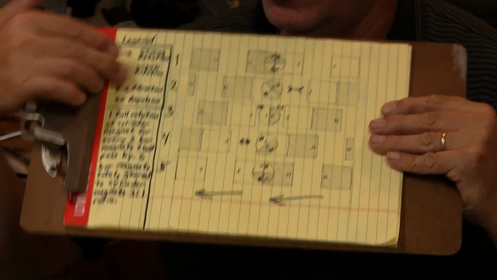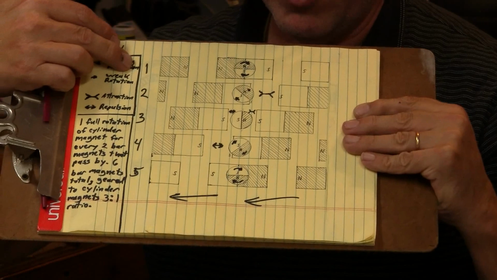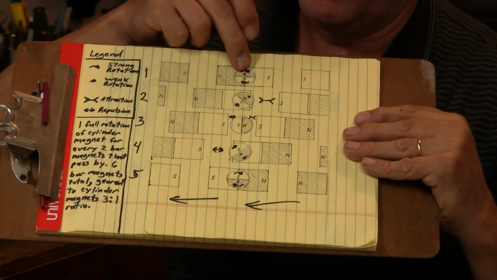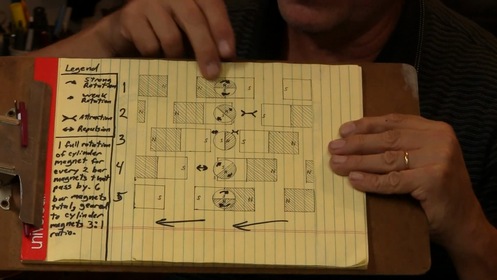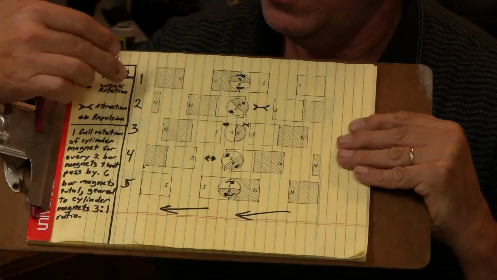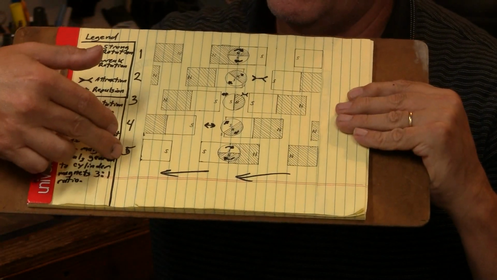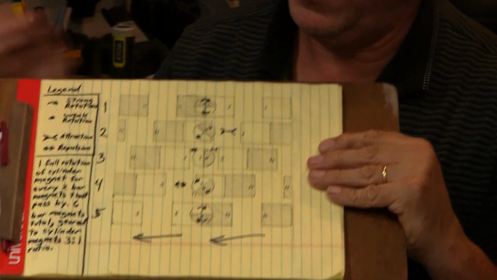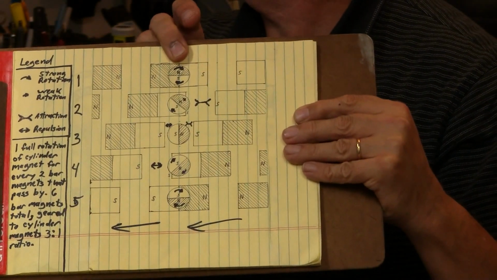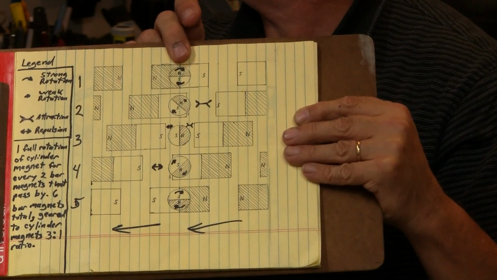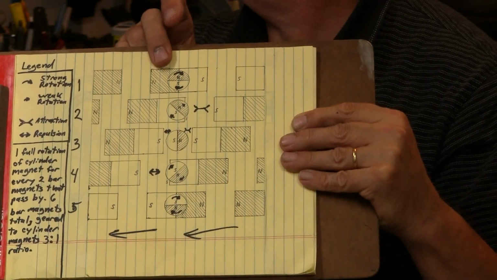So what we've got is they're all numbered. I have 5 different snapshots of the motion of the cylindrical magnet in relation to the bar magnets as they pass across in front of the cylindrical magnet. We have frame 1, frame 2, frame 3, frame 4, and frame 5. In frame 1, the cylindrical magnet has the north pole facing straight up, and the north pole of the bar magnet is to this side of it.